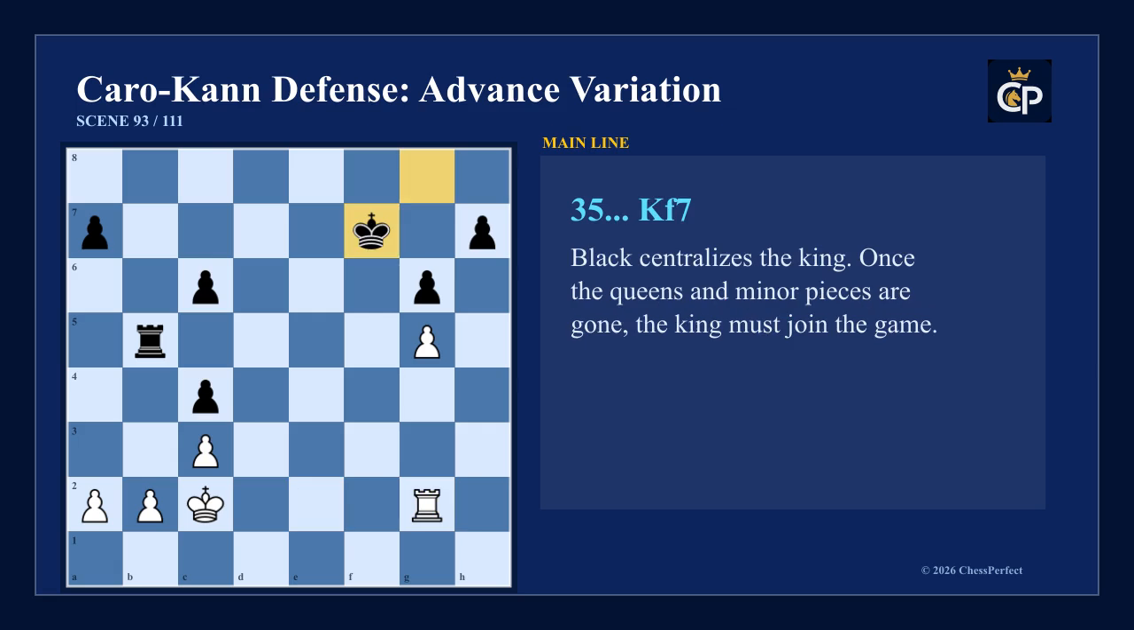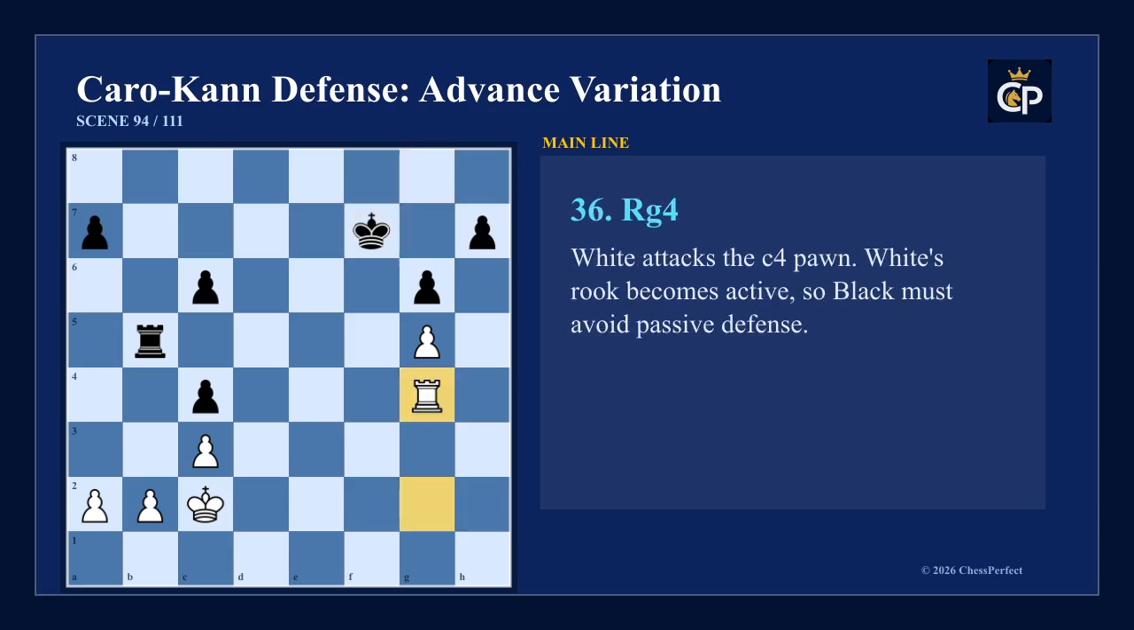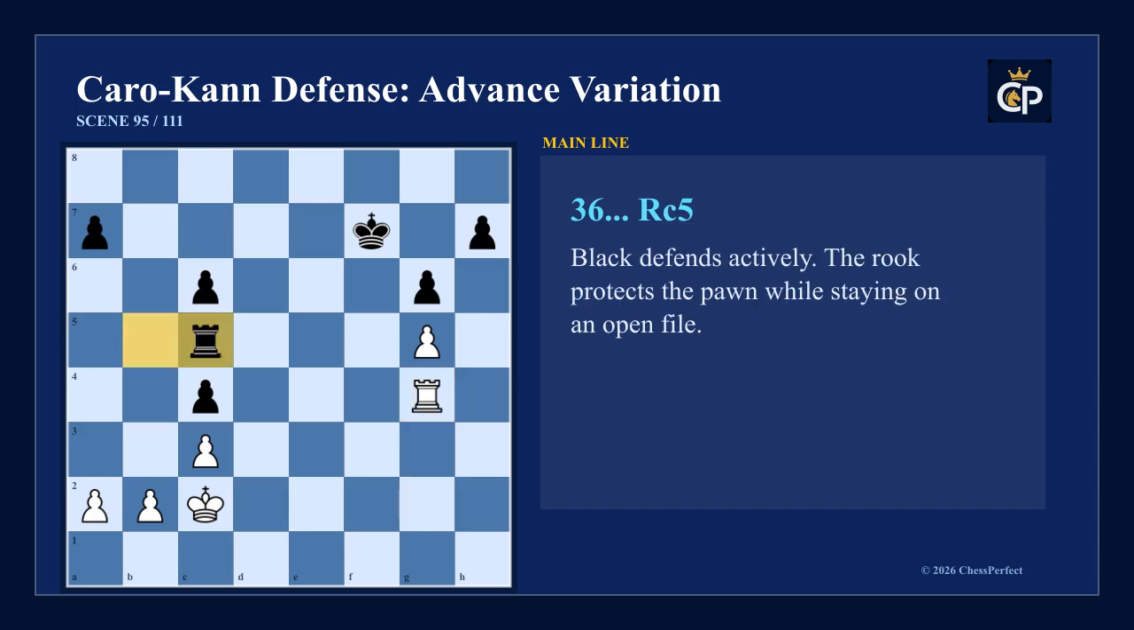King f7. Black centralizes the king. Once the queens and minor pieces are gone, the king must join the game. Rook g4. White attacks the c4 pawn. White's rook becomes active, so black must avoid passive defense. Rook c5. Black defends actively. The rook protects the pawn while staying on an open file.